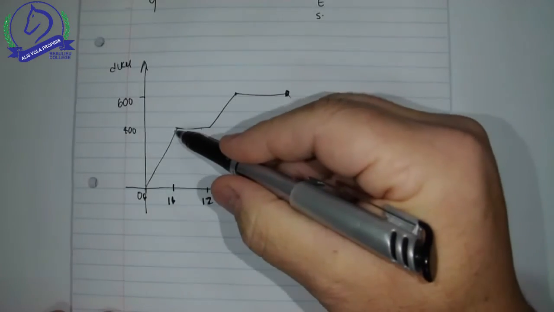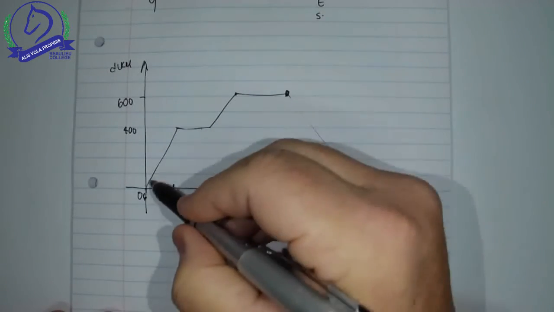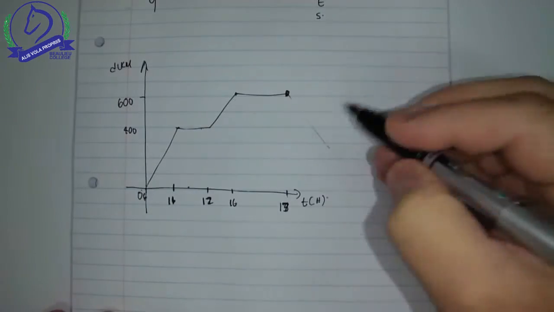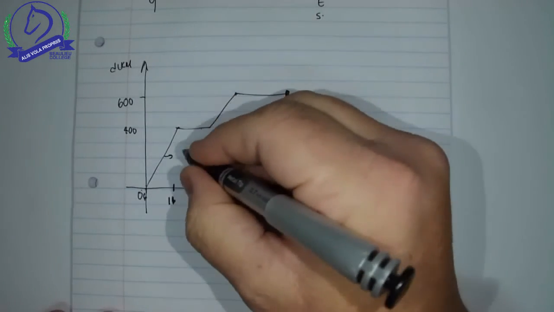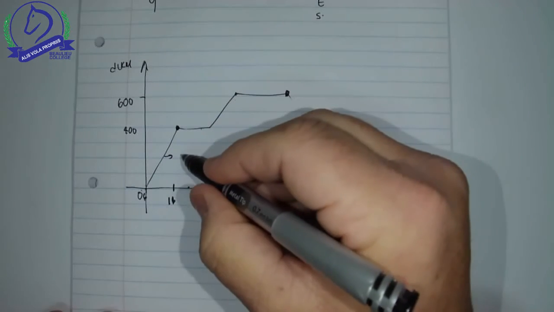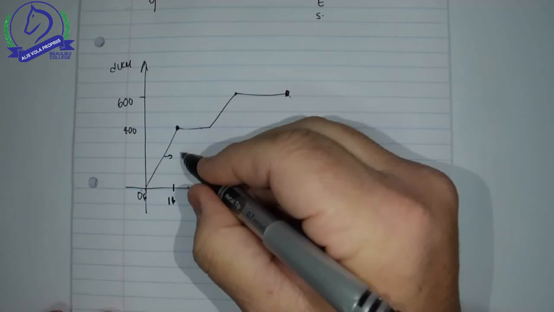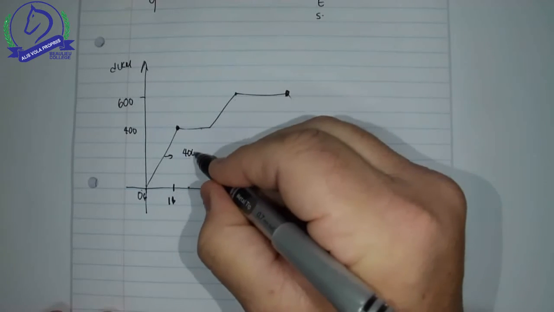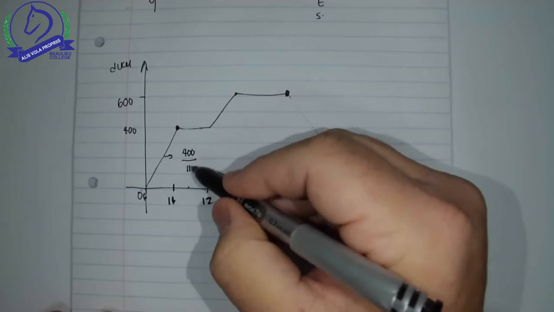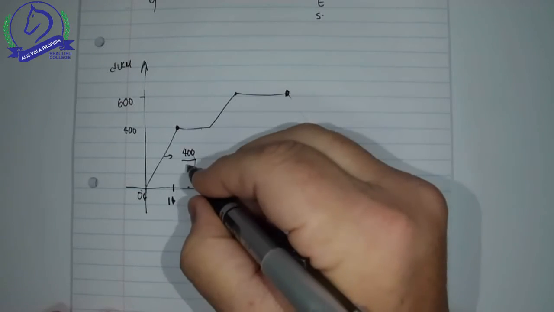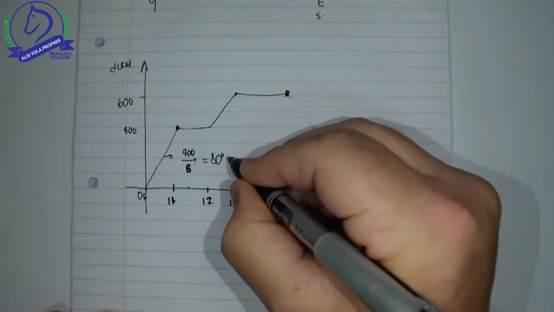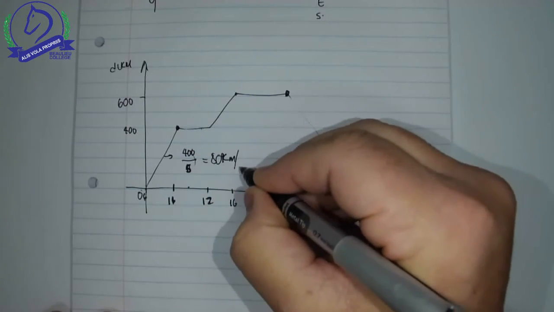So what I could do here is I could say, well, if I travel 400 kilometers in 5 hours, I could say that the average speed for this journey, and please hear how I say it, the average speed for this journey was 400 divided by 5. So the change in distance divided by the change in time. Okay, so that gives me an average speed of 80 kilometers per hour.